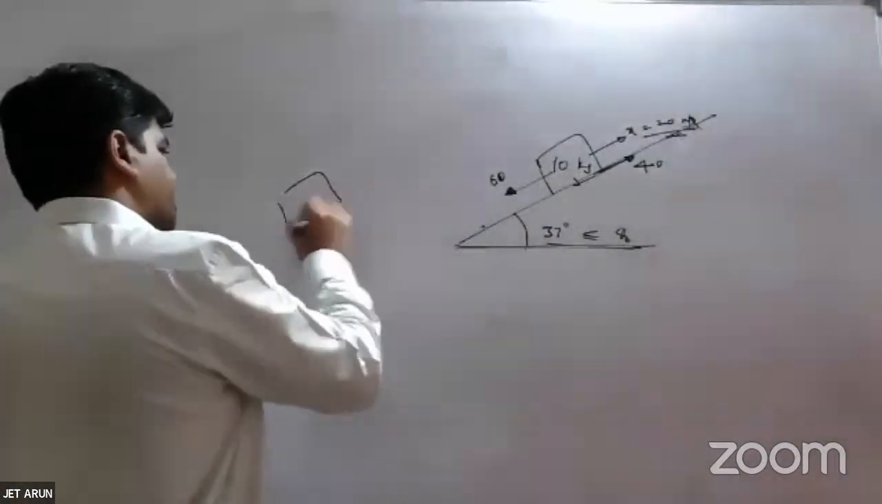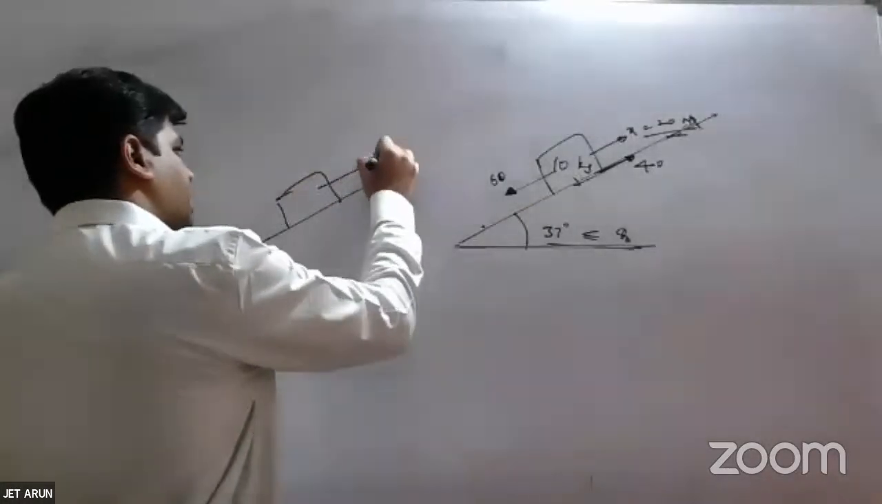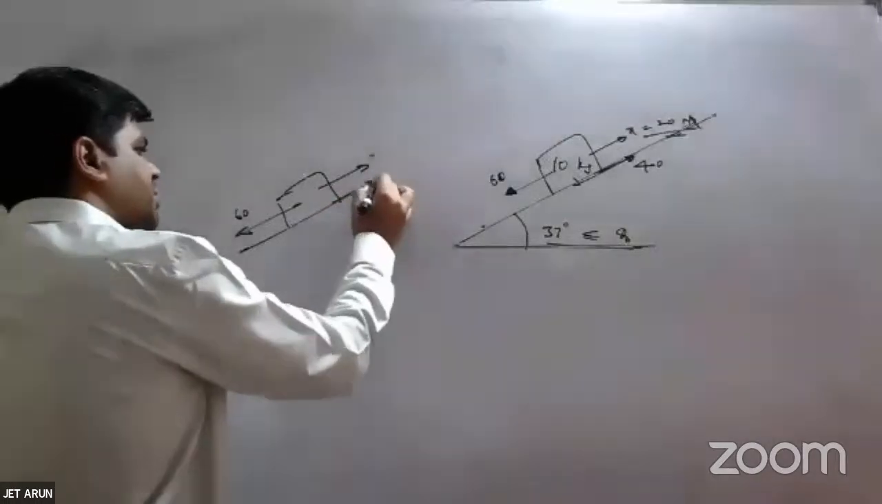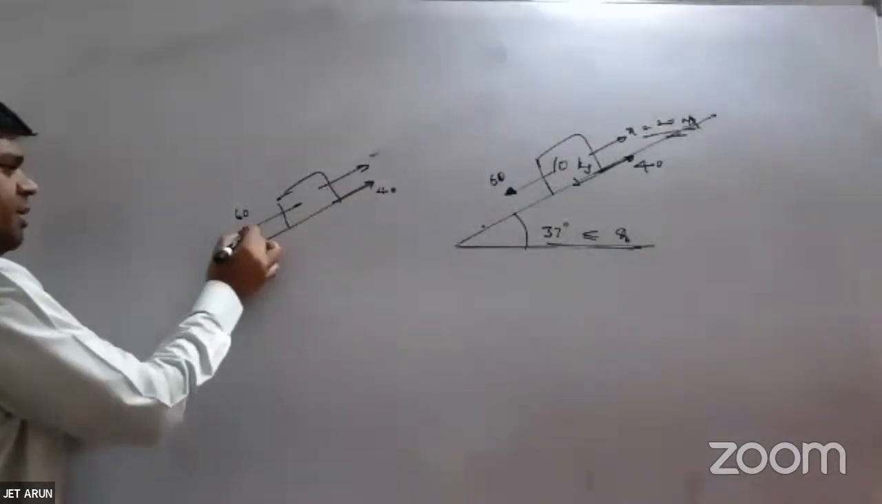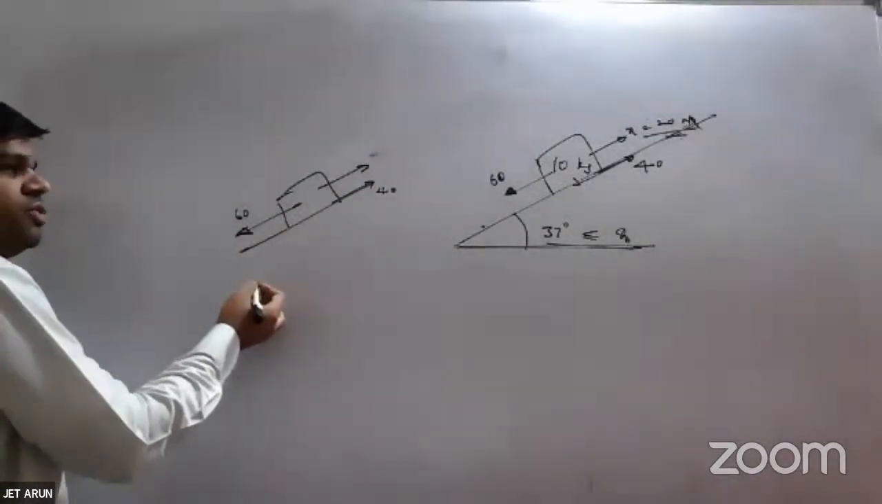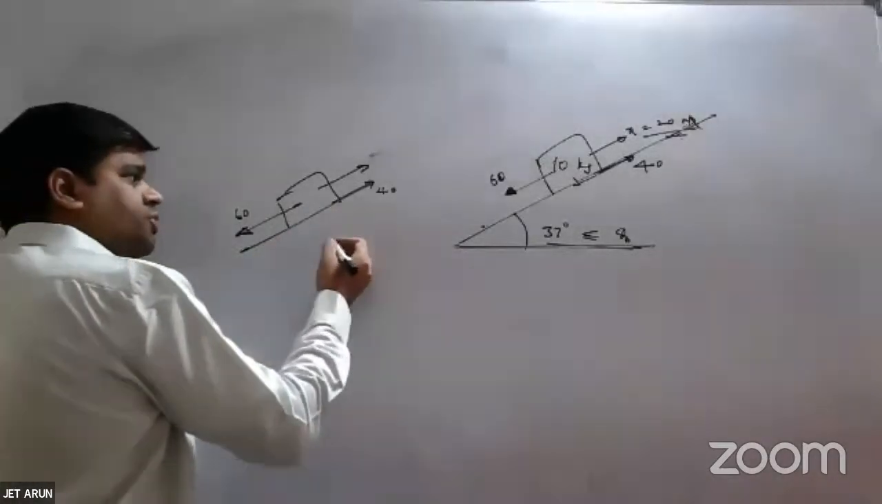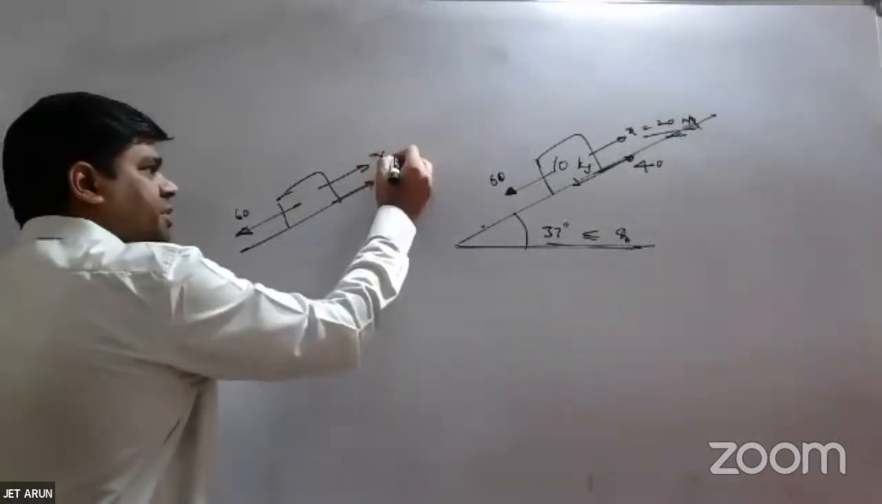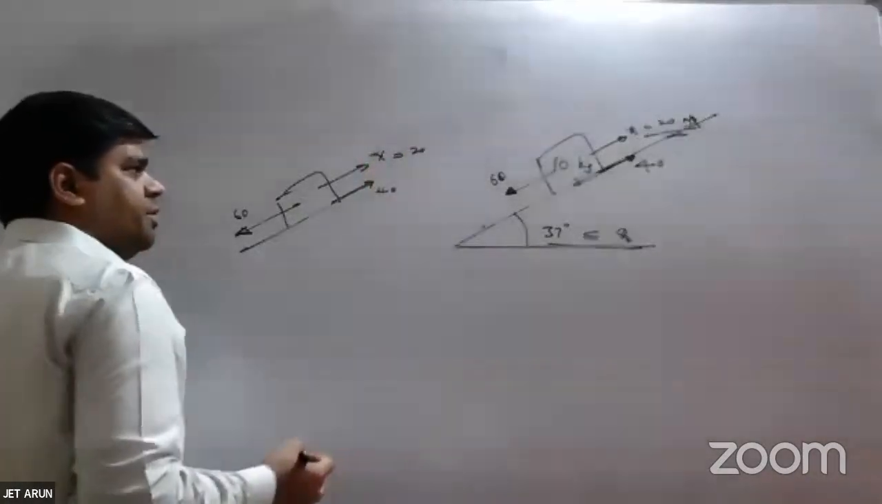Look, I've got a force x upwards. If I don't apply any force, the block will tend to slip downward because limiting friction is 40, and the external force down the plane is 60. So it will tend to slip downward. For me to stop the block from slipping, I have to apply an additional force of x is equal to 20 upward.